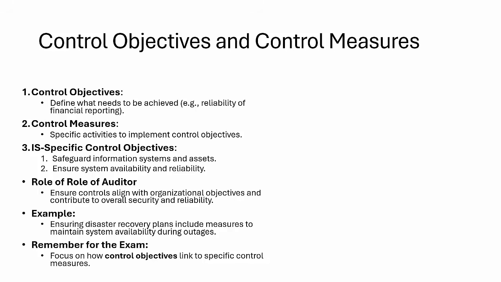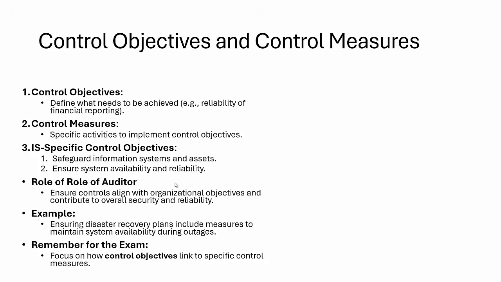What am I implementing to maintain the accuracy? That is called segregation of duties. So control objective defines what needs to be achieved, like protecting the organization from external attack, and the control measure is implementing a firewall. Now, information system specific control is to safeguard the information system and ensure system availability. And what is the role of an auditor here?